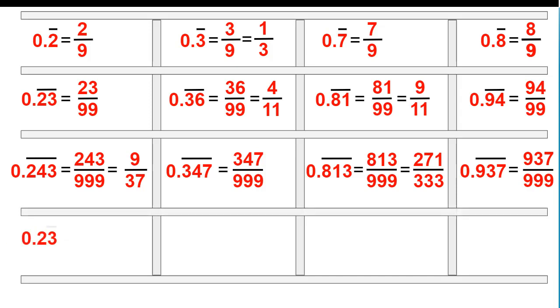But what do you do in these cases? 0.2 and then the 3. Only the 3 is recurring. And 0.37 and only the 7 is recurring.